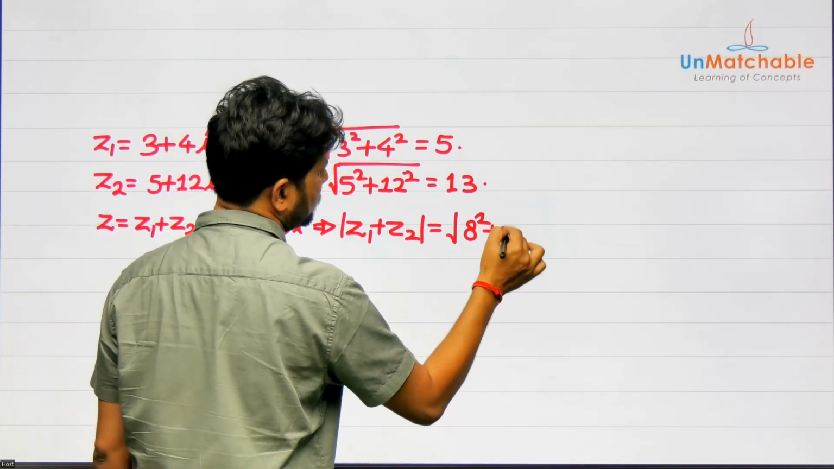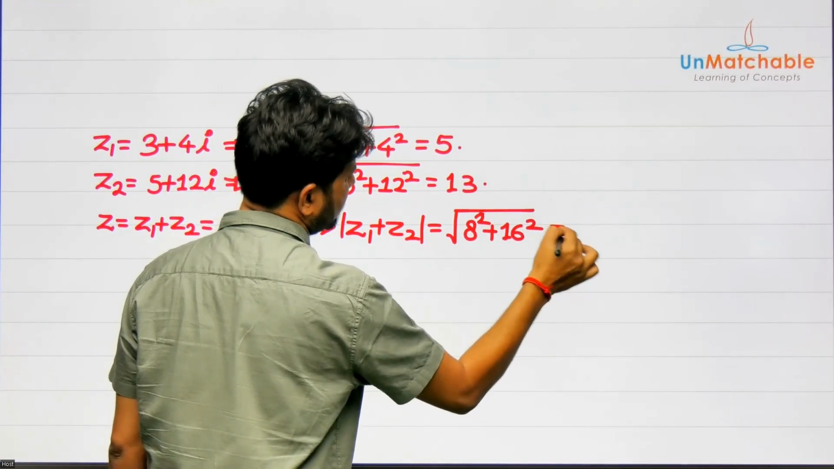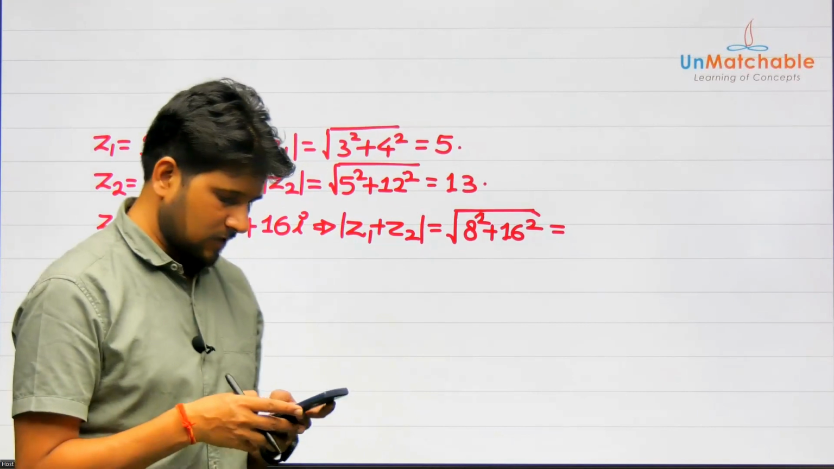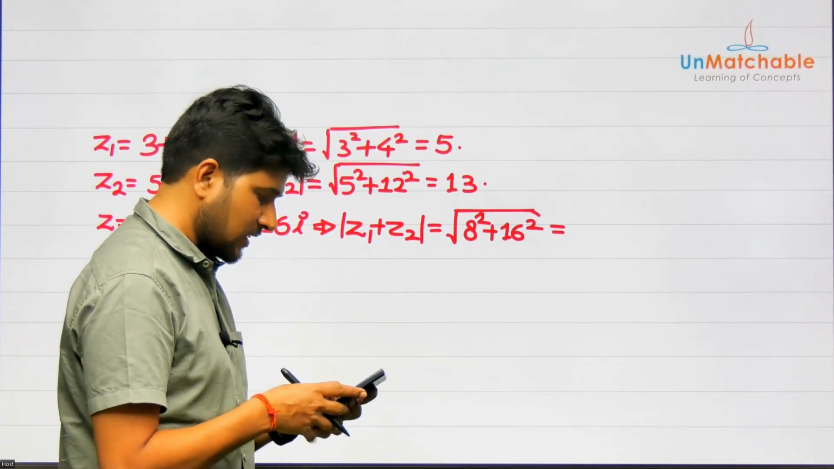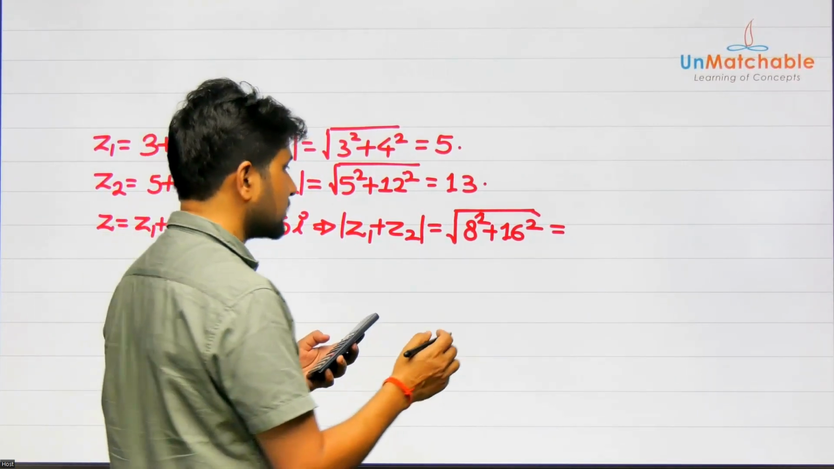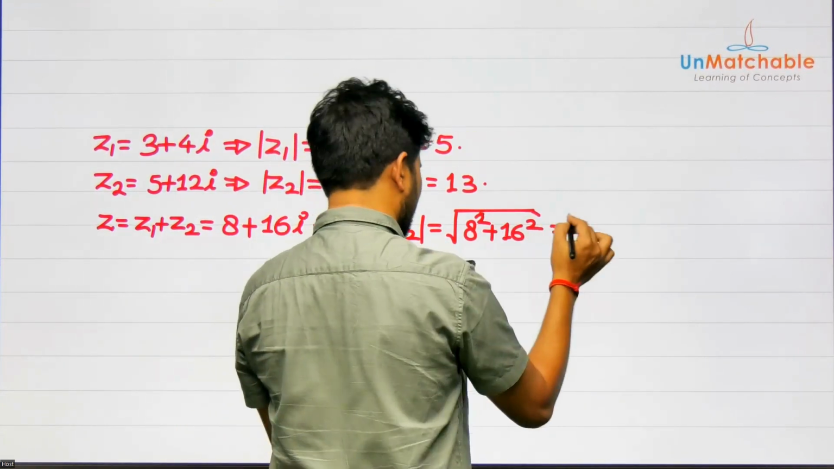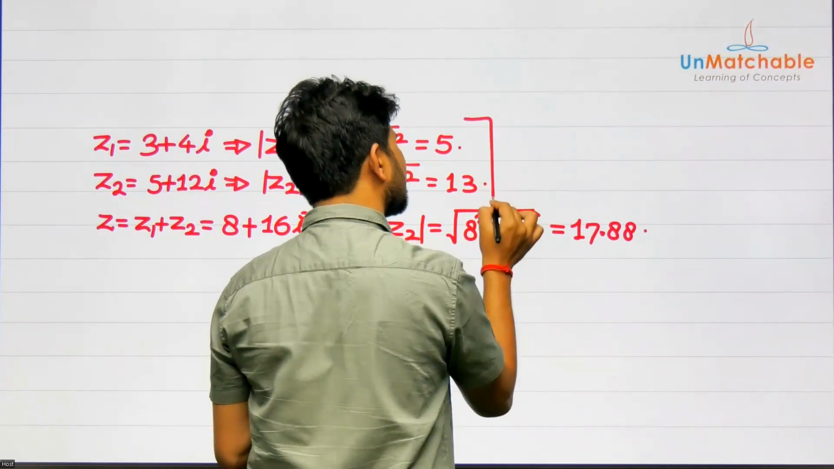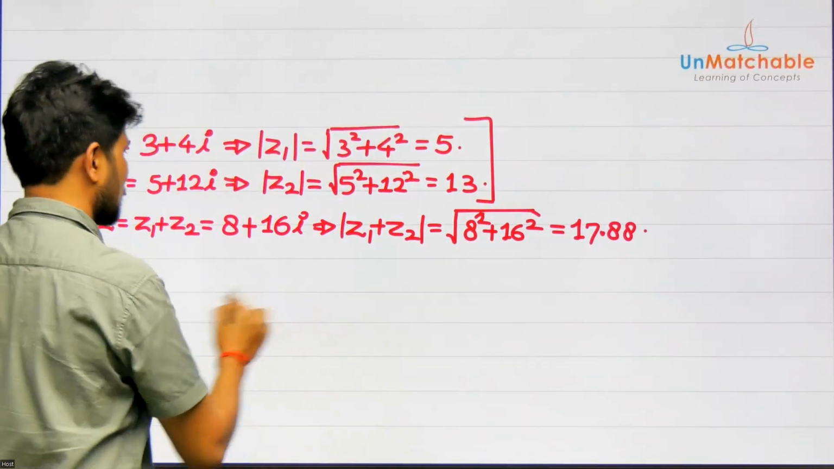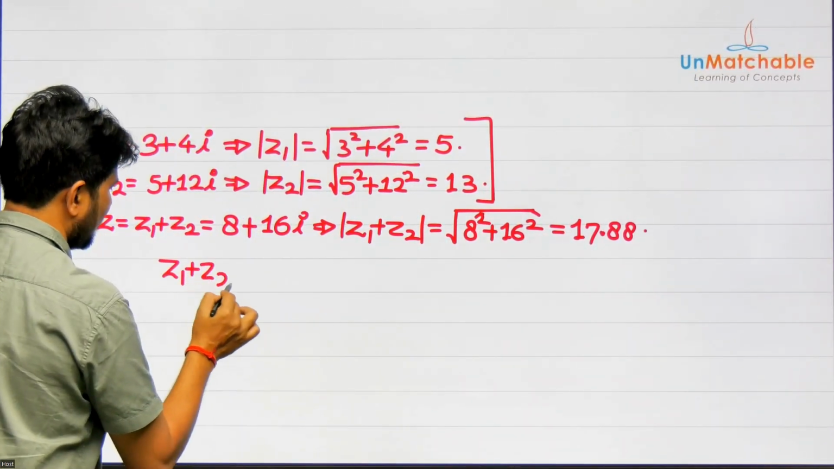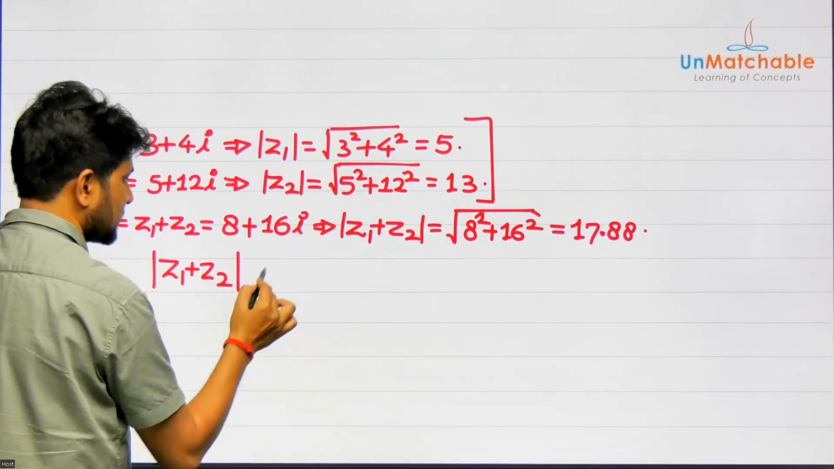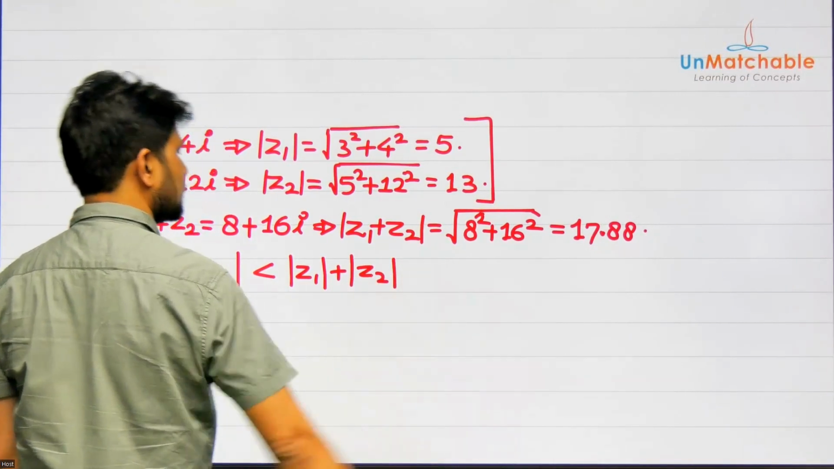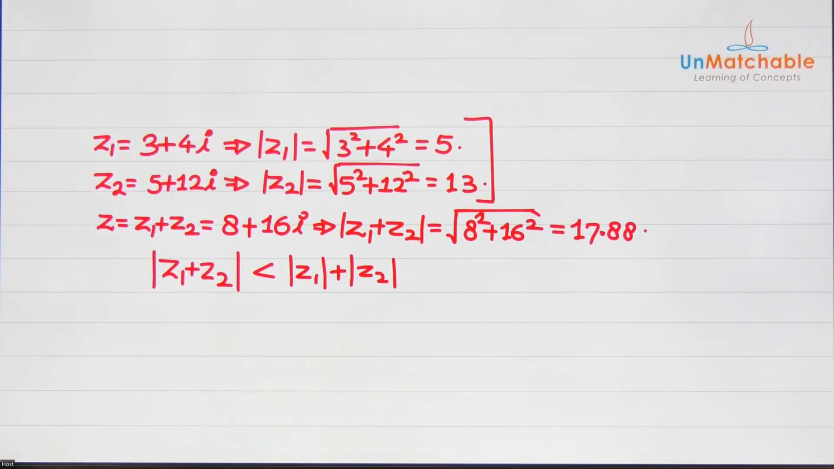Its modulus is going to become the square root of 8 squared plus 16 squared. How much is that? Let's calculate that quickly. And that value is less than the sum of these two values. You are getting just a little less than that value. So we can very easily verify that the modulus of Z1 plus Z2 is less than simply the sum of the moduli of Z1 and Z2. Cool.